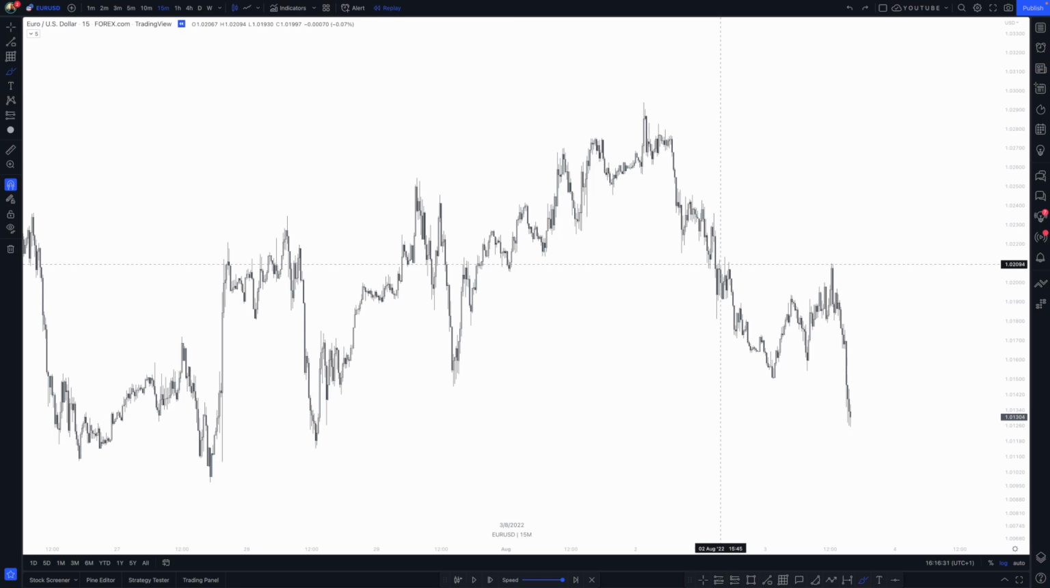So I hope this video provided a little bit of value. Hopefully it helped you understand when to keep your supply and demand zones on your screen, when supply and demand zones are still valid and when they aren't.